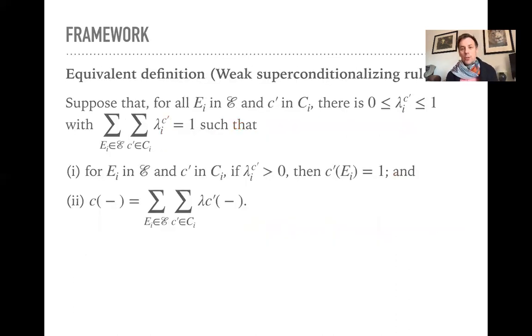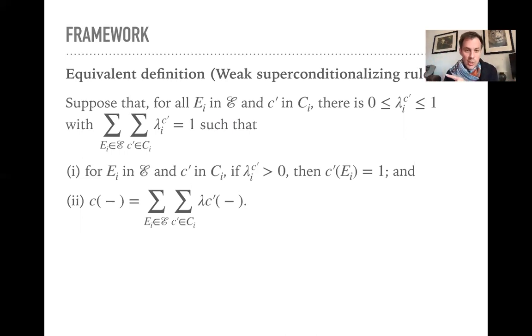So here's an equivalent definition for weak superconditionalizing. It looks kind of complicated, but essentially what both of them are saying is that your prior credence is some sort of weighted average of the possible posterior credences that you might update to upon receiving evidence. A little bit more precisely, in the weak superconditionalizing case, this is a statement equivalent to the definition of a weak superconditionalizing rule. There's a weighting for each piece of evidence you might receive and each possible response to that piece of evidence. There's some weighting, lambda C prime I, that lies between 0 and 1, inclusive.